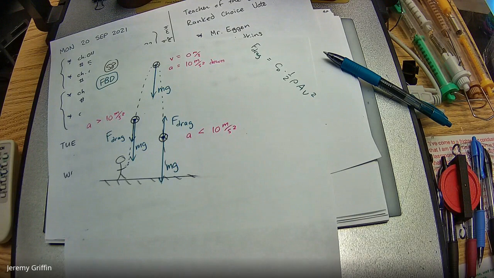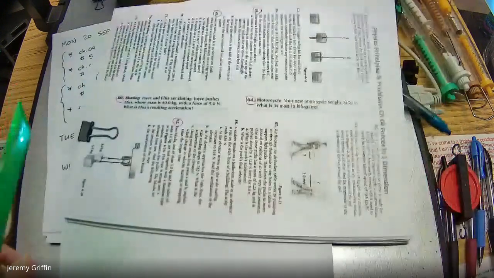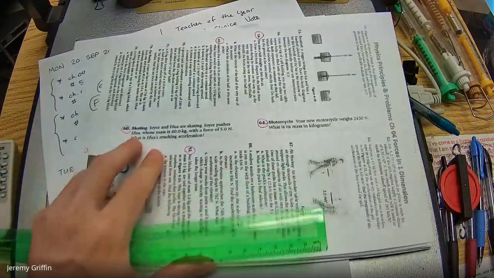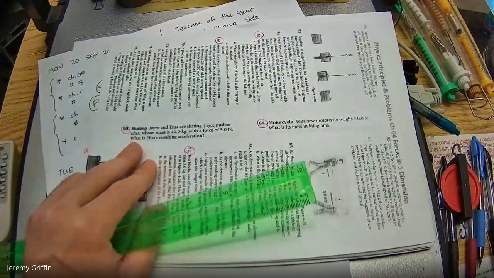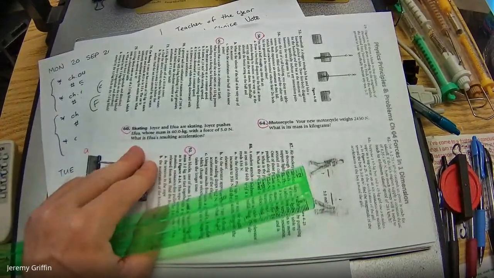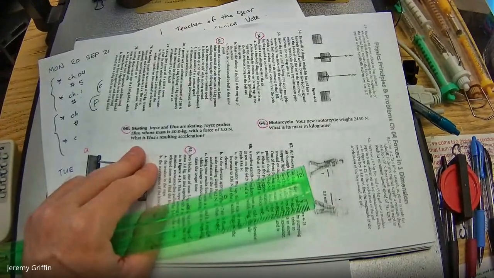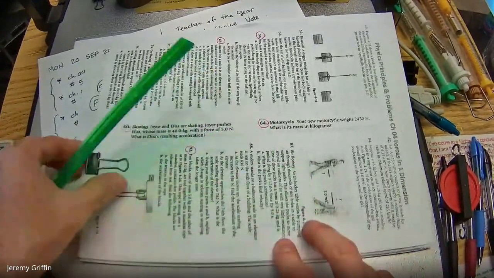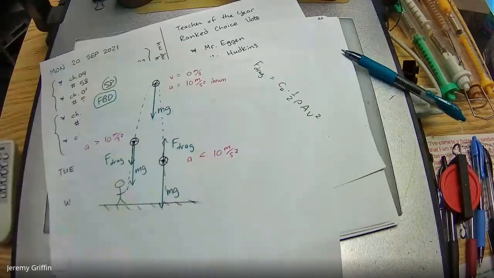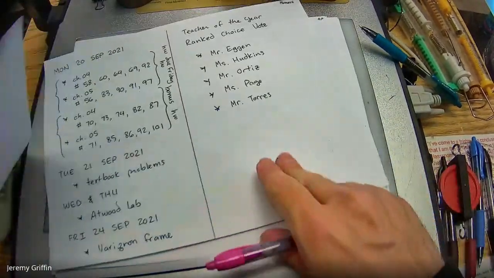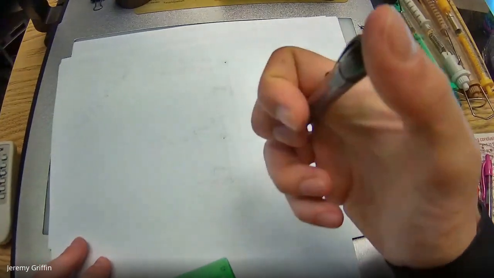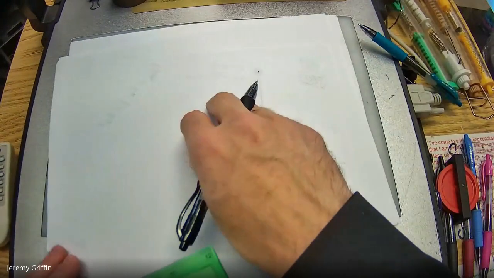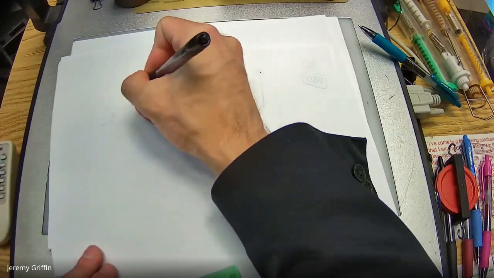Number 60. Skating. Joyce and Efwa are skating. Joyce pushes Efwa, whose mass is 40 kilograms, with a force of 5 newtons. What is Efwa's resulting acceleration? 5 newton force. Well, now we do have to make an assumption to solve this one. The assumption I'm going to make is that Joyce is standing on non-slippery ground, but Efwa is on skates.